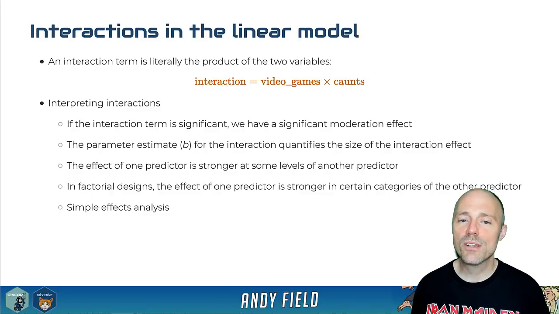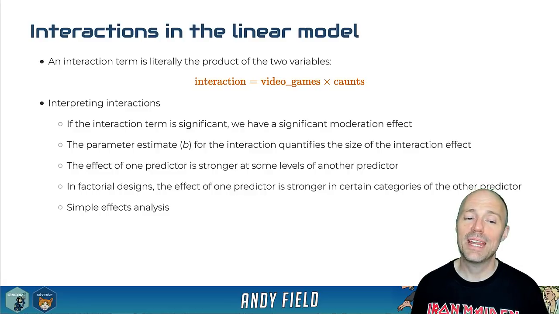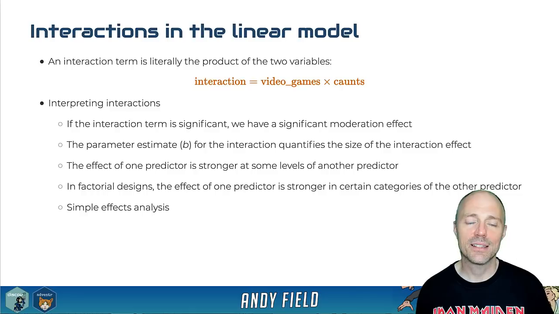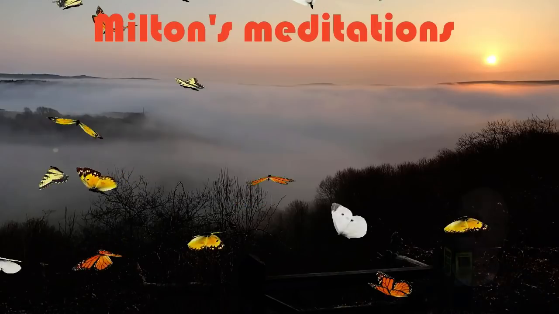In factorial designs, we're normally dealing with categorical predictors. So what we're in effect saying is the effect of one predictor is stronger in certain categories of the other predictor, and we can pick this apart with a simple effects analysis. We're going to go through a couple of examples, so hopefully this will all become a bit clearer.